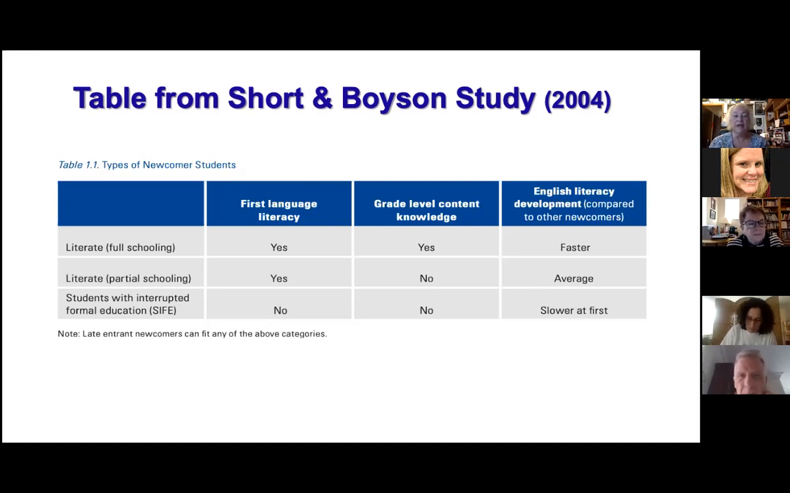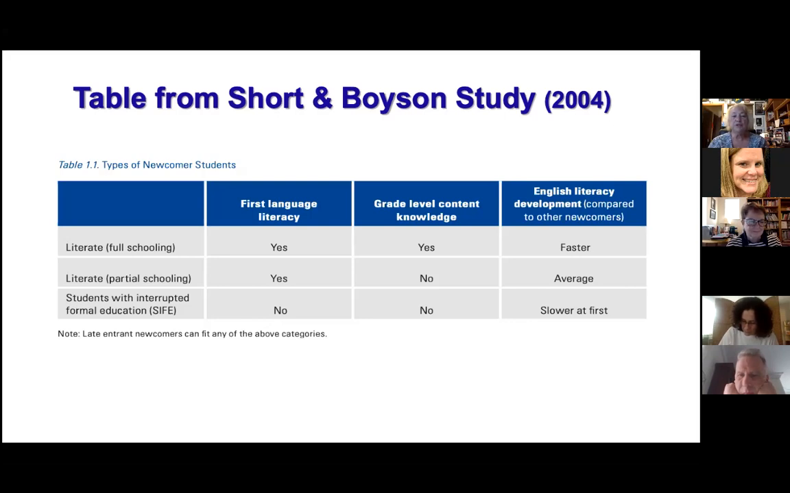So they have first language literacy, they understand grade level content, and because of that, we as ESL teachers know that their English language literacy development comes much faster. They are the typical students with 2 years of speaking English, but 4 to 7 years of being able to be totally proficient in English, or at least close to proficient.